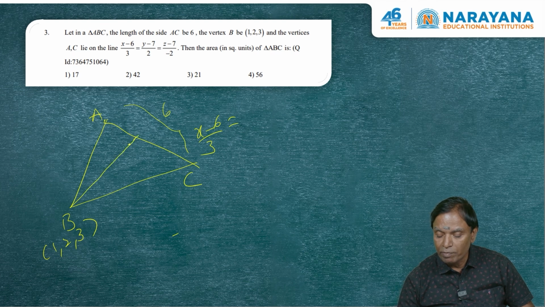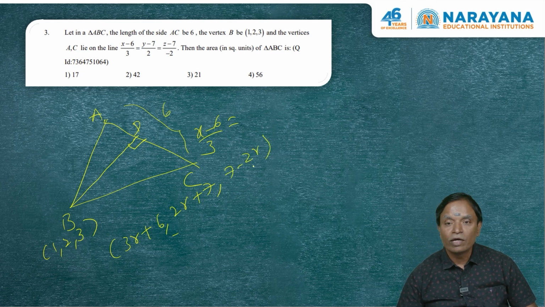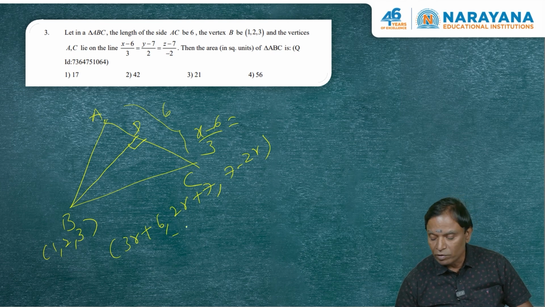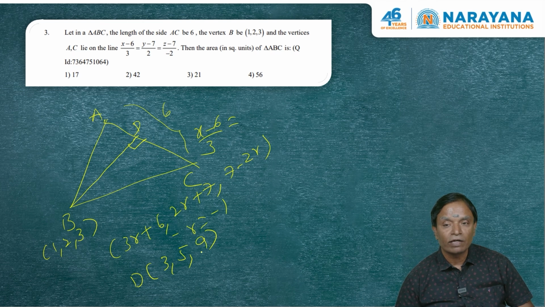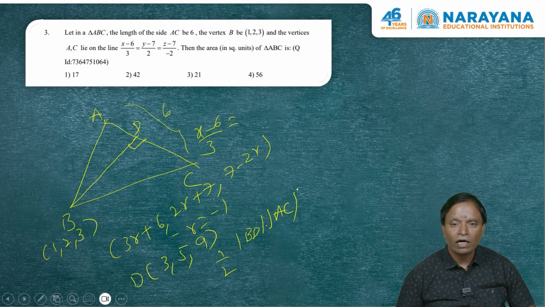From B, drop a perpendicular to AC, let it be D. You can take the coordinates of any point D on AC as (3r plus 6, 2r plus 7, 7 minus 2r). Now your BD is perpendicular to AC. Take the dot product between BD and AC, which must be equal to 0. Solving it, you will get r is equal to minus 1. The coordinates of D will become (3, 5, 9) after substituting the value of r. Now the area of triangle ABC will be nothing but half modulus of BD into AC.